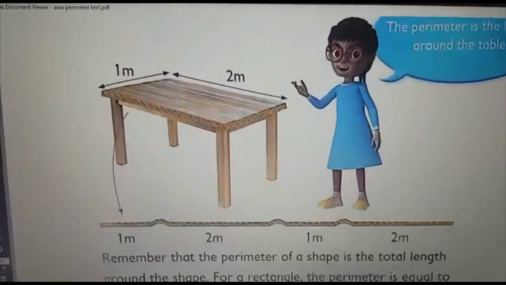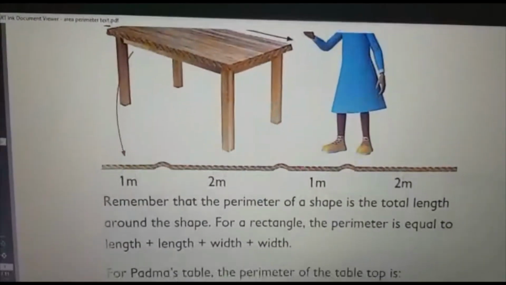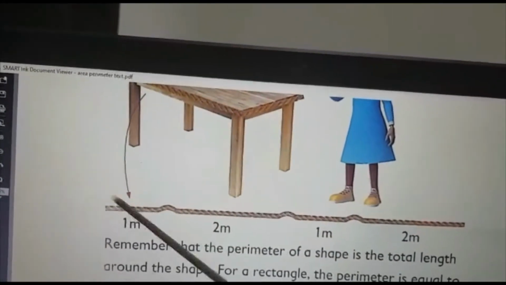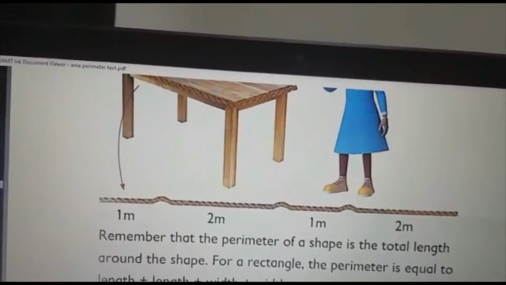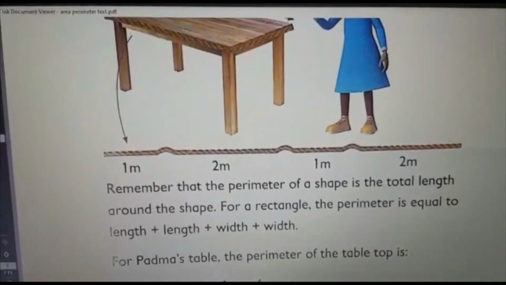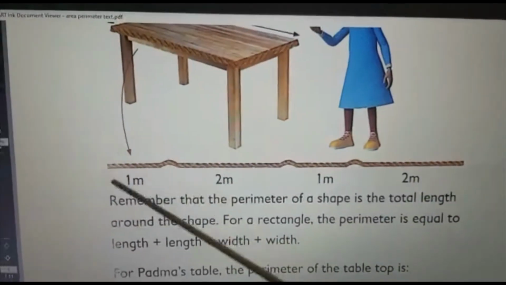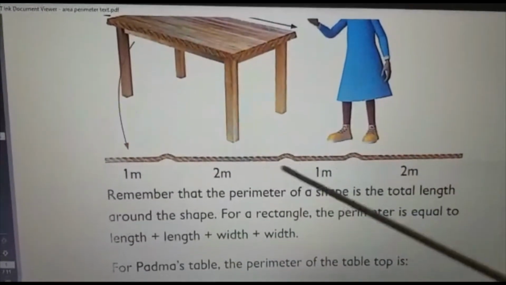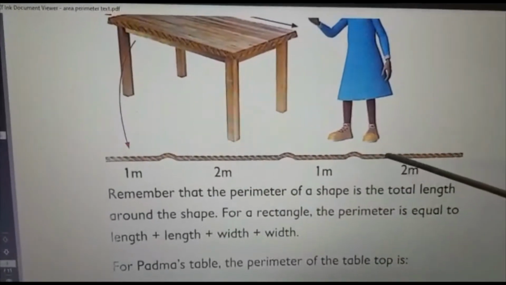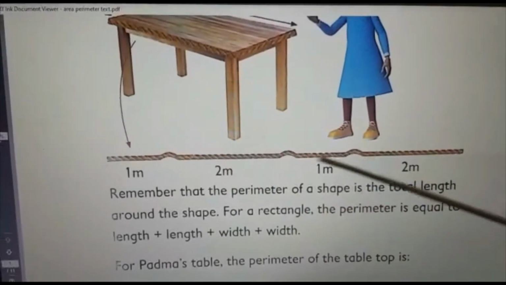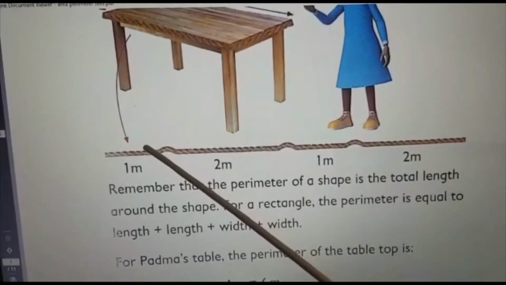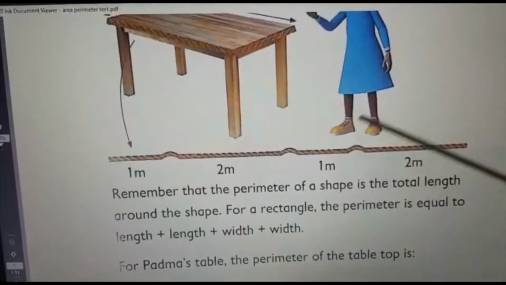Look here. Suppose here it is shown like she is using a rope to measure this. So the width side is 1 meter, so the rope length is also like that. Look here. See, 1 meter and the other side 2 meter, again 1 meter and 2 meter. Remember, the perimeter of a shape is the total length around the shape. Okay. So for the rectangle we can say width plus length plus width plus length.